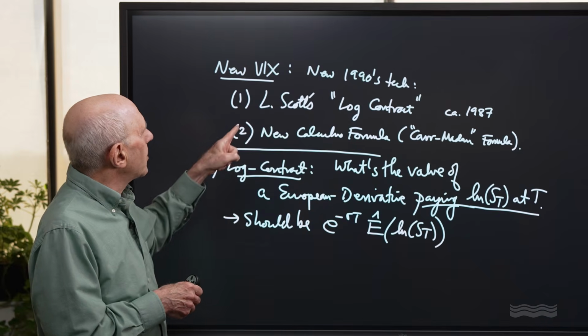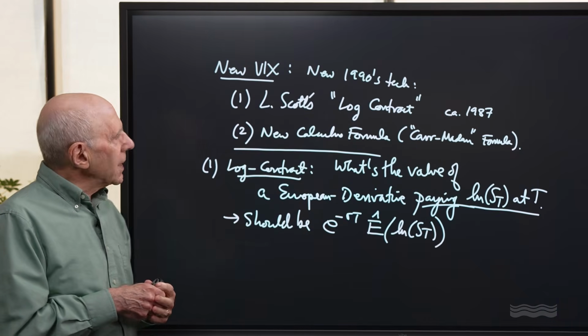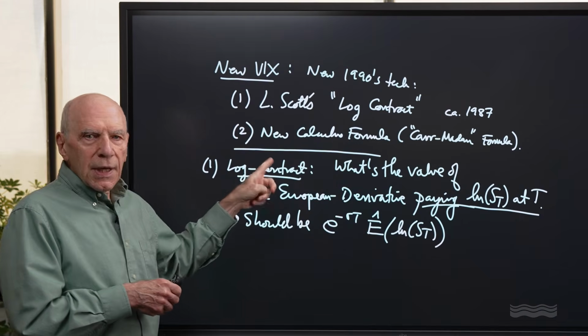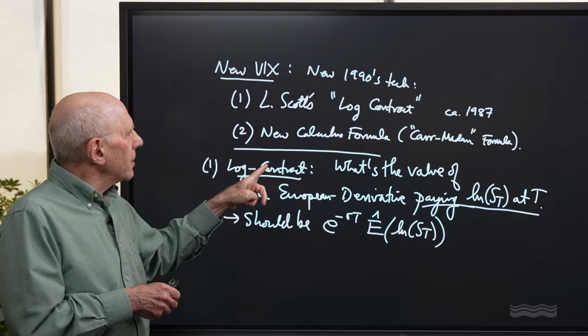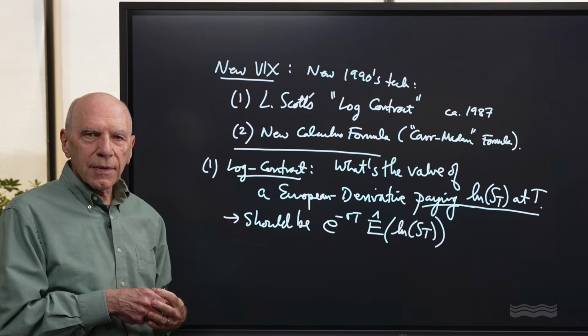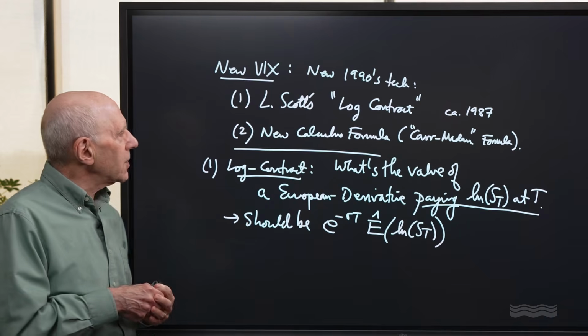The first is Lewis Scott's log contract paper, which is, I think, about 1987. And a new calculus formula. This is kind of amazing and wonderful that there's a new formula in the 300-year-old history of the mathematics of calculus. Something new pops up in the 1990s.